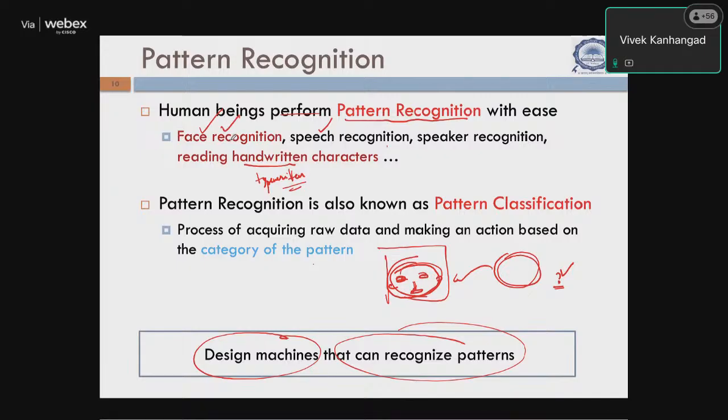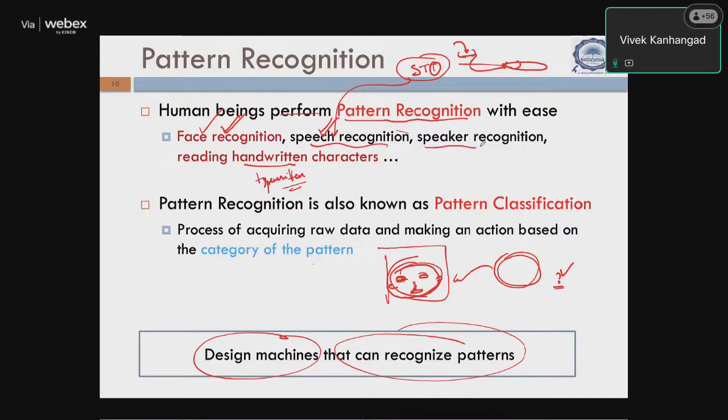We have systems at this point that perform automated face recognition and automated speech recognition. For example, speech to text translation is nothing but speech recognition. In order to create the corresponding text given a speech, the first thing is you need to recognize what was spoken. Once you do that, you generate the corresponding text.